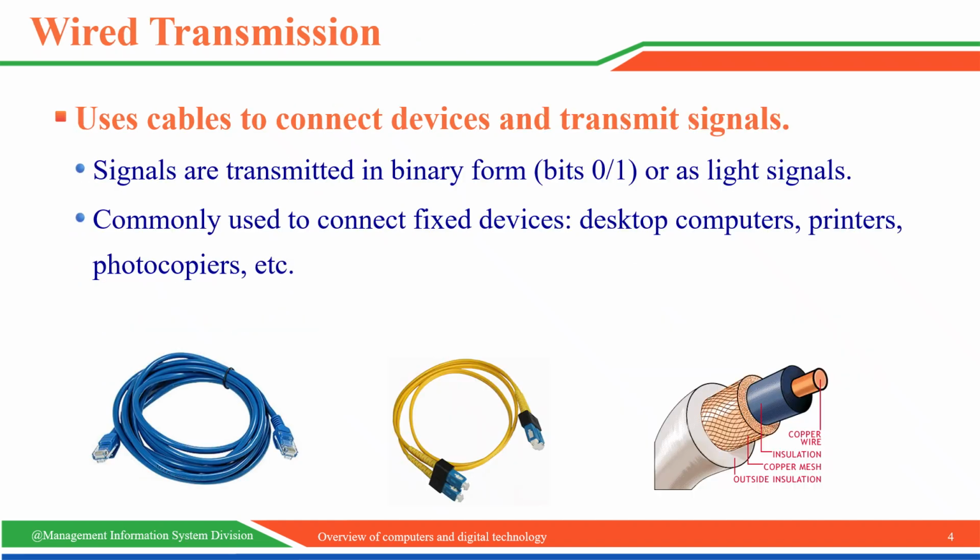Wired transmission means using physical cables for connections. Copper cables, Ethernet, are the most common type in LAN networks. Fiber optic cables transmit data using light, with very high speed, often used for backbone internet connections. Advantages: stable, low interference, high speed. Disadvantages: less flexible, depends on cable installation.